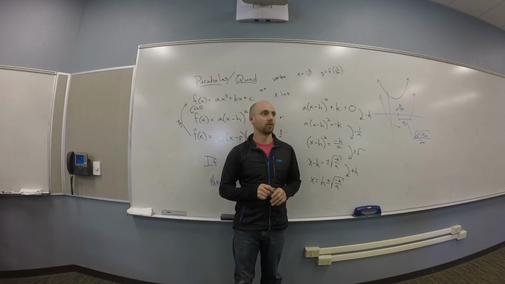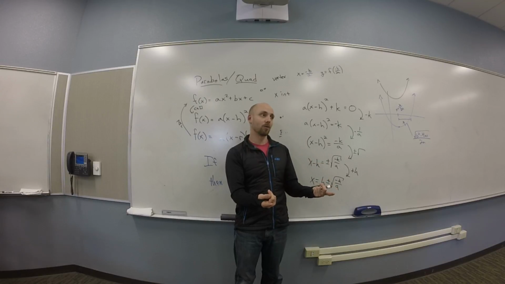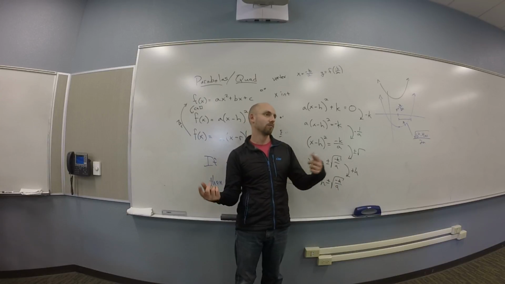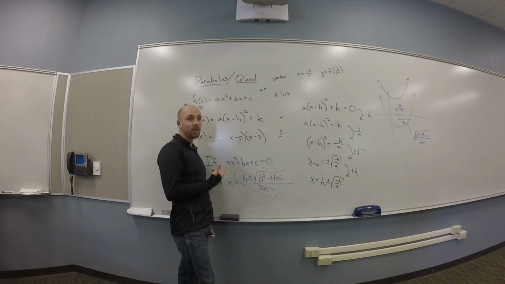So it's just a matter of setting equal to 0. That's really all the x-intercepts are anyway. They're when the output is 0. So set it equal to 0 and try to solve. That's how you would do the x-intercepts for any old thing.